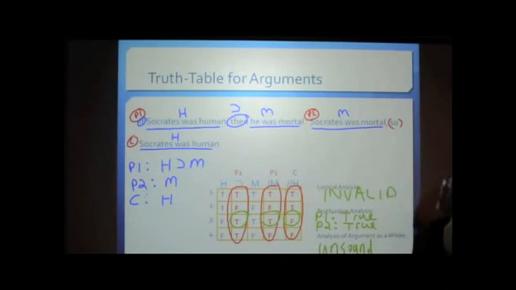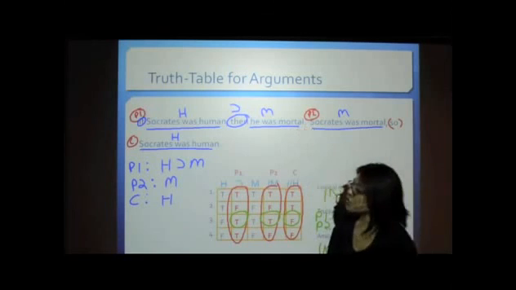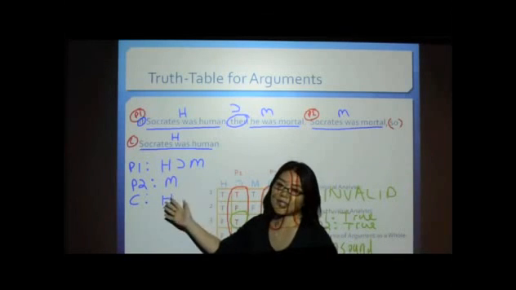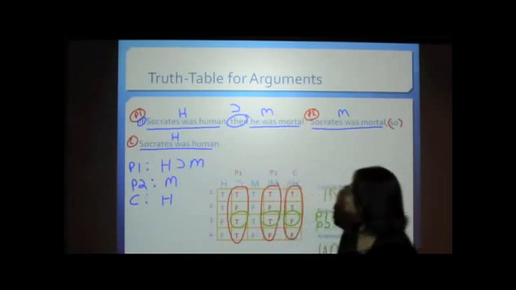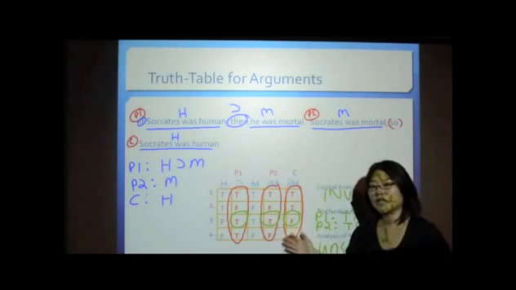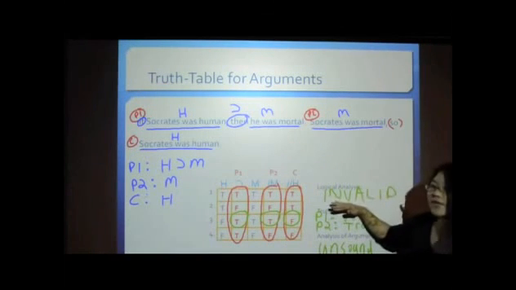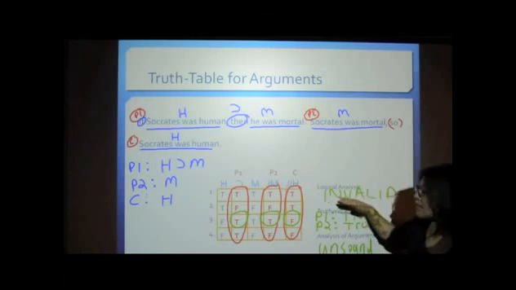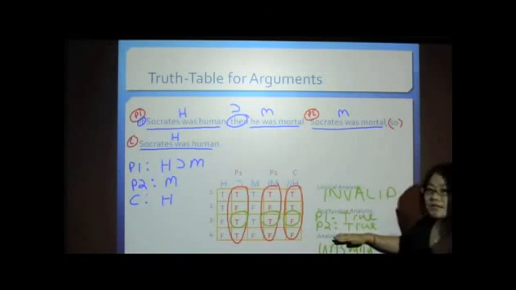So we've gone from an argument to translating it into propositional logic to doing a truth table for that argument in order to determine the validity of that argument. And then we've also separately done truth value analysis as well as determined the soundness of the argument as a whole.